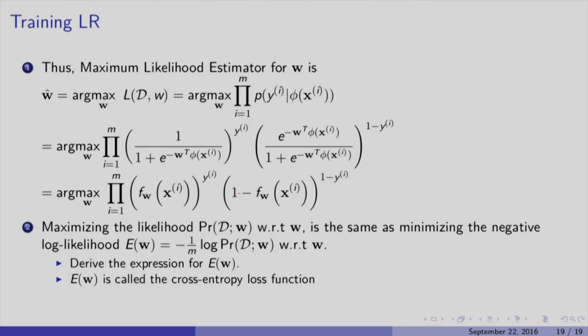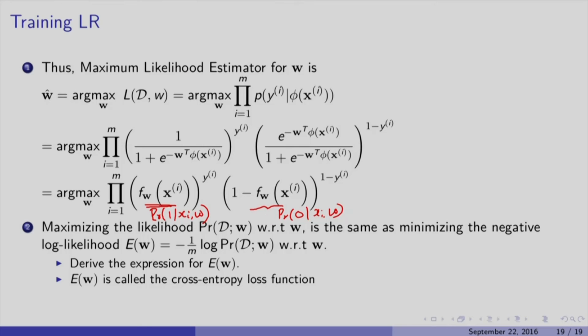One can further abbreviate by adopting a decision function notation. F(w, xi) is the decision function and 1 minus F(w, xi) is 1 minus the decision function. Basically this corresponds to the probability of 0 given xi and w, and this corresponds to the probability of 1 given xi and w.